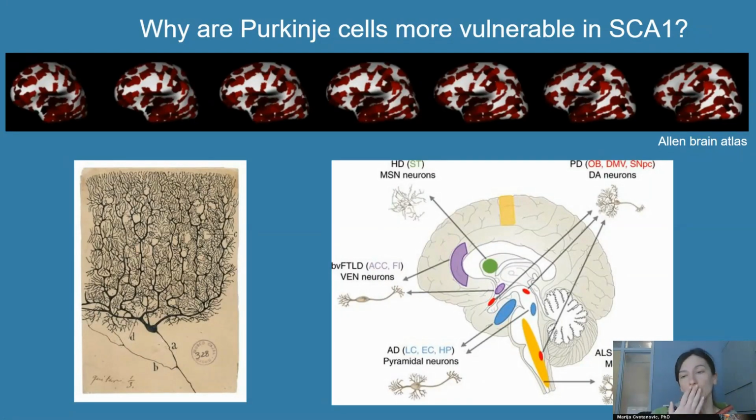Now, one approach we can take is to compare these different neurons. For example, I told you that cerebellar Purkinje neurons are particularly vulnerable in SCA1, so I can maybe compare them with striatal neurons that are not as affected in SCA1.